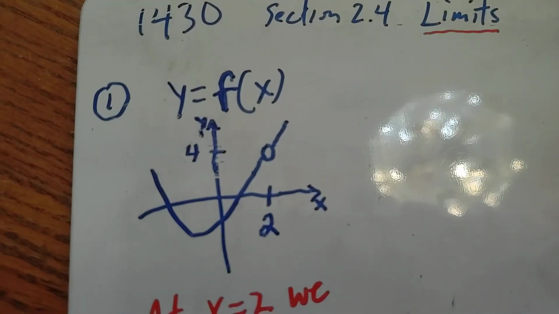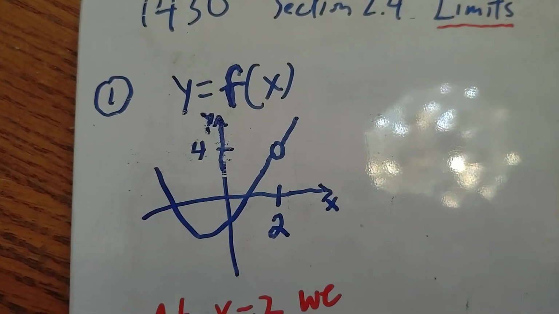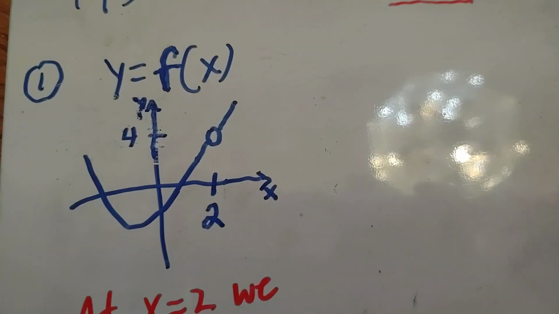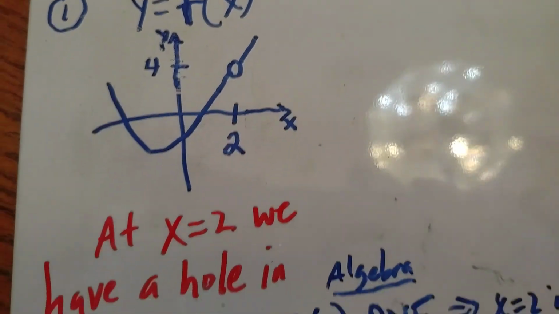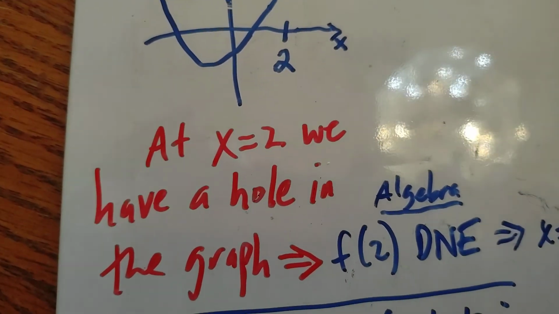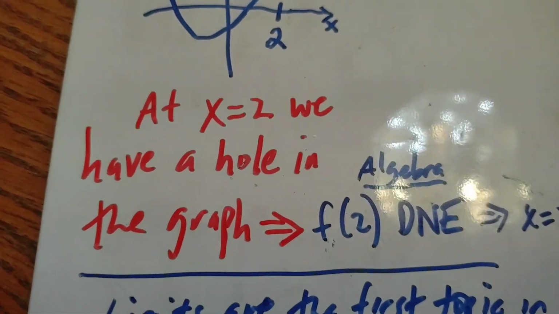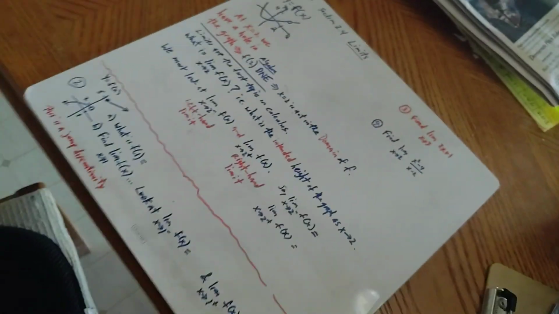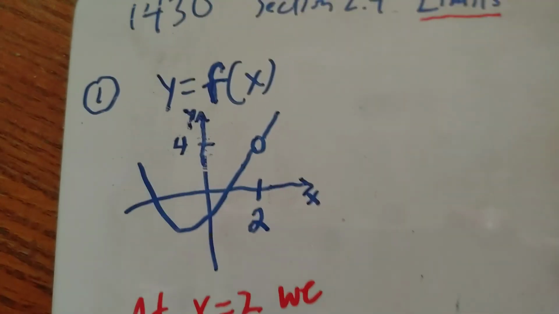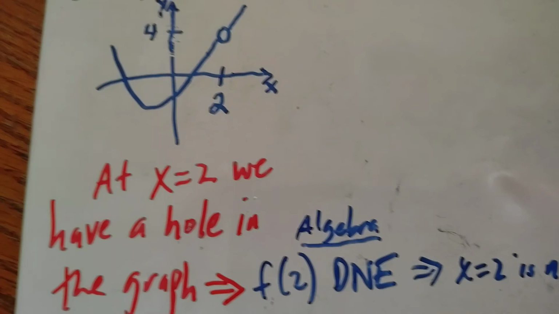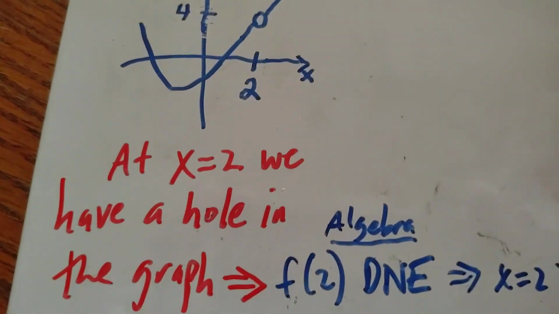So here's y equals some function of x. Notice at x equals 2, we have a hole in the graph. Let me turn off this light again. Okay, no glare. So at x equals 2, we have a hole in the graph.